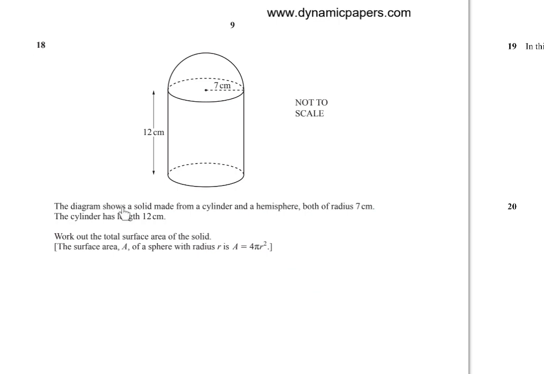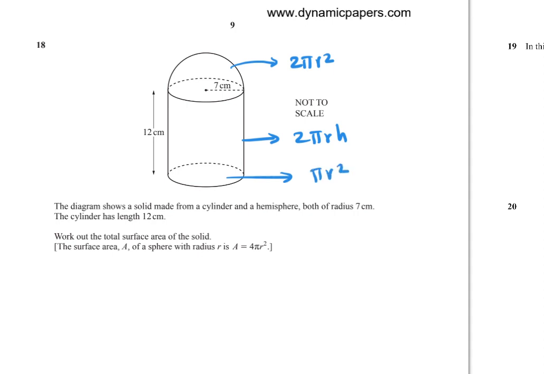18. The diagram shows a solid made from a cylinder and a hemisphere, both of radius 7 cm. The cylinder has length 12 cm. Work out the total surface area of the solid. Total surface area, area of all faces. For the hemisphere, the surface area for the sphere is 4 pi r squared. So hemisphere, 2 pi r squared. For the cylinder, we have the curved surface, which is 2 pi r h, and the area of the circle at the bottom, so pi r squared.